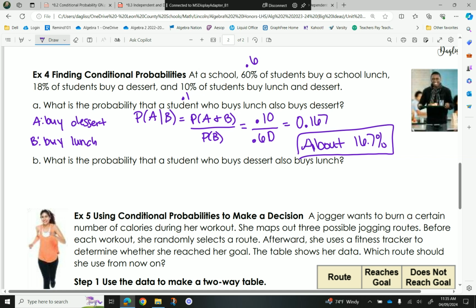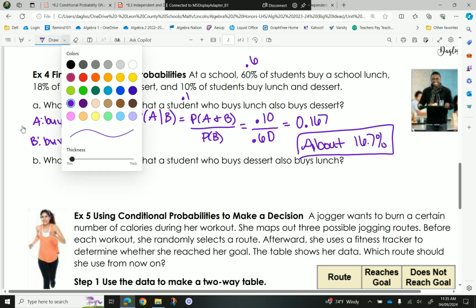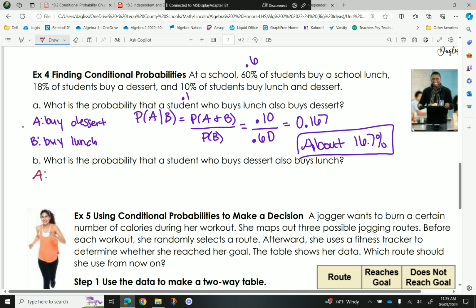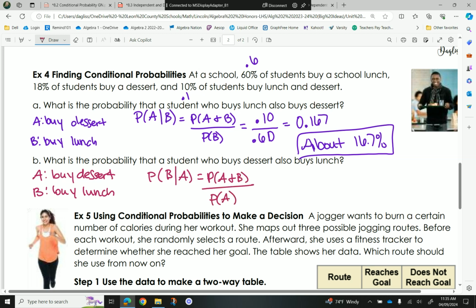Okay. Do you think order matters? Yeah? We're about to find out, because now I want to know what's the probability that a student that I know buys dessert, what's the probability that they're going to buy a lunch. So my A and B are the same. We're going to keep A being buying a dessert. We're going to keep B as buying lunch. So now they're flip-flopped. What's the probability that they buy a lunch if I already know that they're buying a dessert? So probability of them doing both divided by the probability that they buy a dessert.